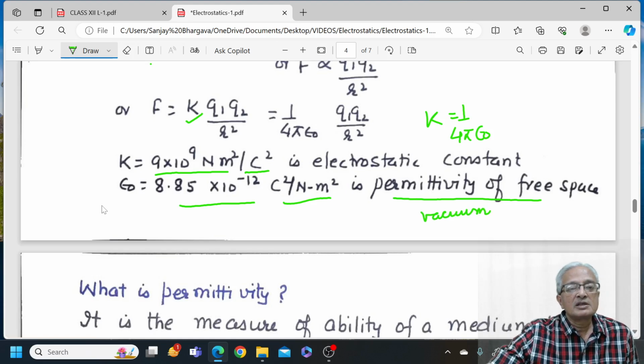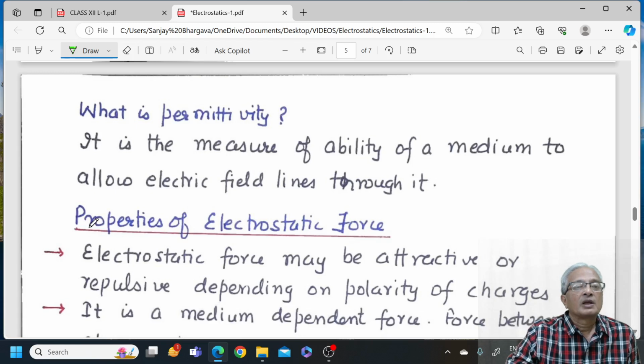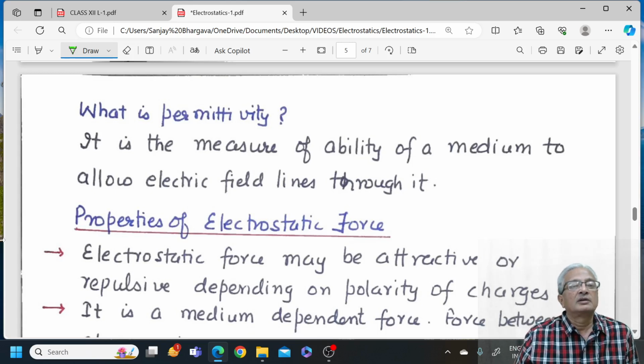Now the question is, what is permittivity? Permittivity is a measure of the ability of a medium to allow electric field lines to pass through it.